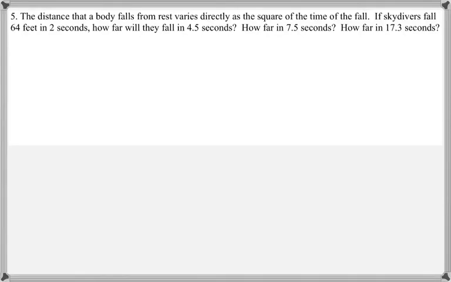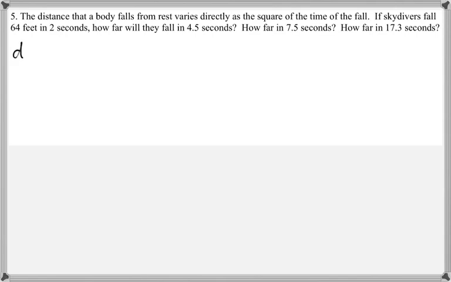Number 5 says the distance that a body falls from rest varies directly as the square of the time of the fall. If skydivers fall 64 feet in 2 seconds, how far will they fall in 4.5 seconds? How far in 7.5 and in 17.3?